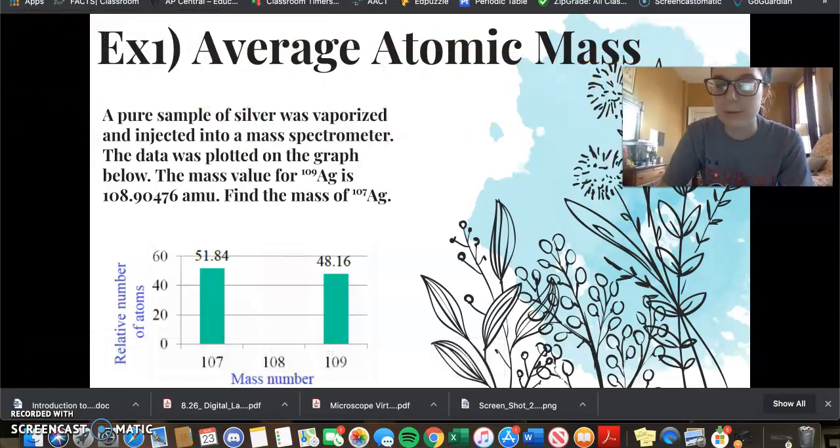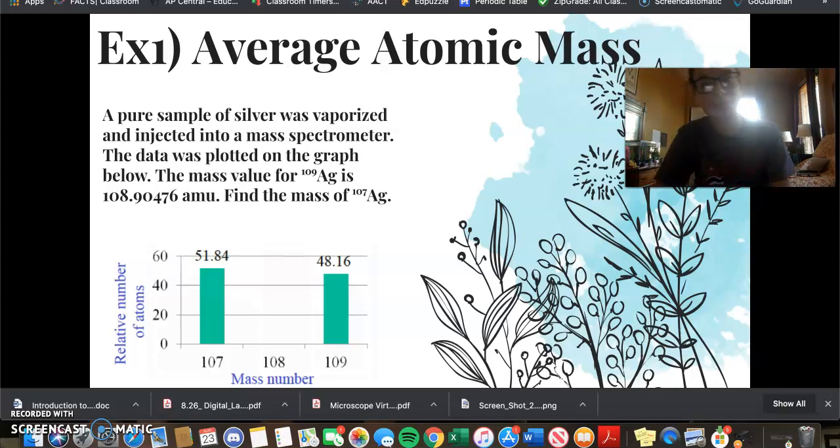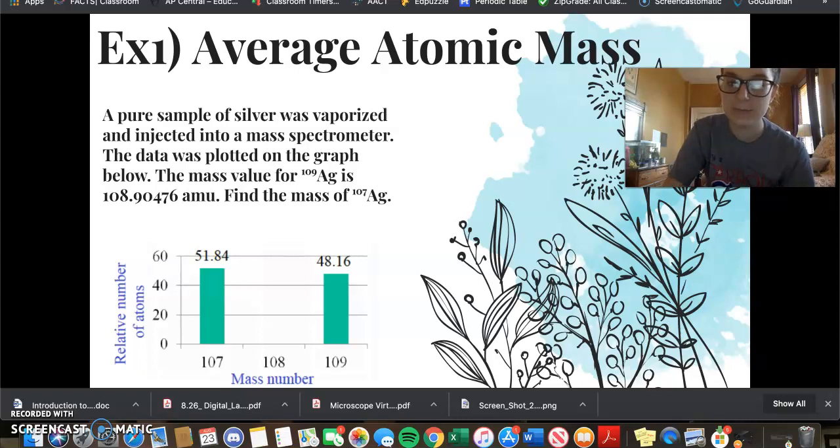Here we have a problem. So with the mass spec, that machine usually gives you some sort of output that tells you the percent in the sample of each of these. So you'll notice that this silver sample has two isotopes, 109 and 107. And you'll notice that the relative number of atoms add up to 100.